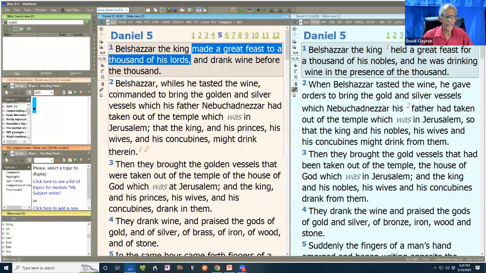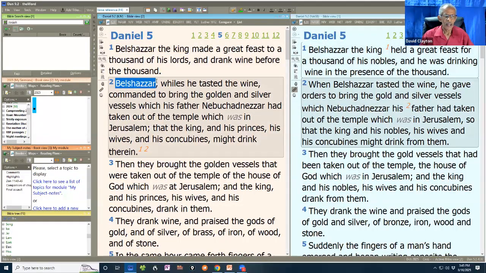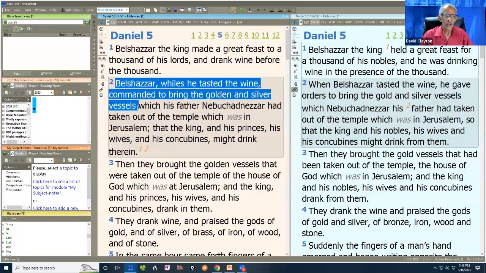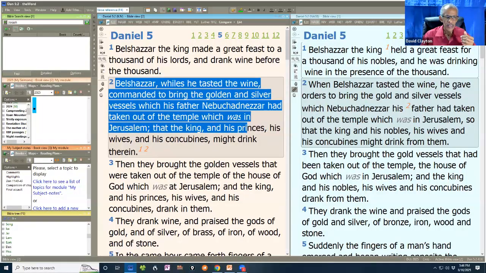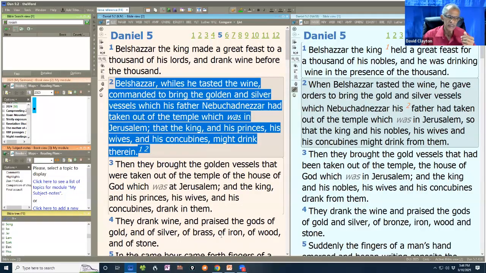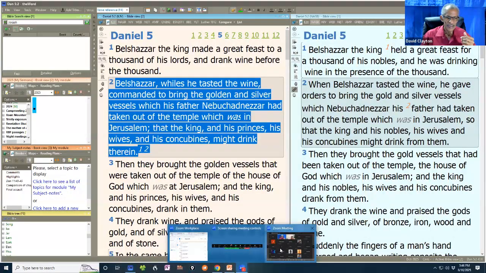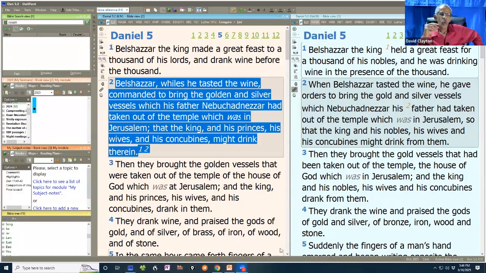It says in verse 2, Belshazzar, whilst he tasted the wine, commanded to bring the golden and silver vessels which his father Nebuchadnezzar had taken out of the temple, which was in Jerusalem, that the king and his princes, his wives and his concubines might drink therein. There is a secular saying that goes something like this. I think it's a Greek saying. Whom the gods would destroy, they first make mad. It's some philosophical saying, I think by some Greek person or some person from the distant past.